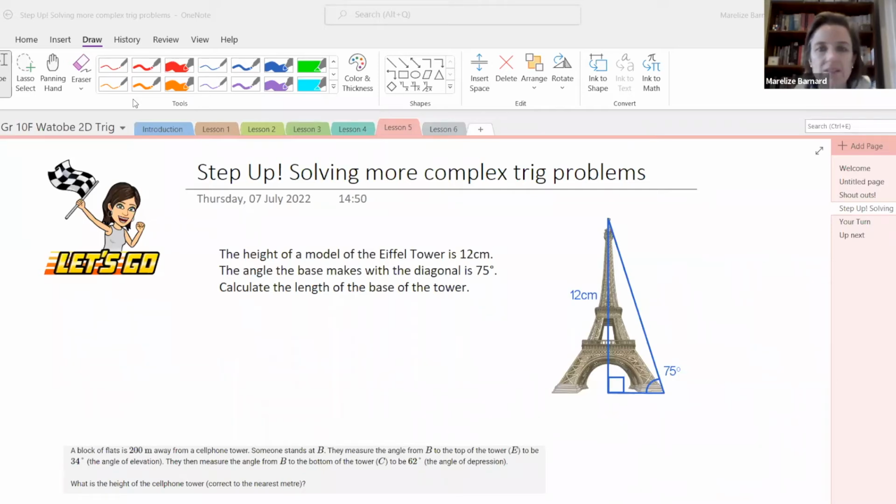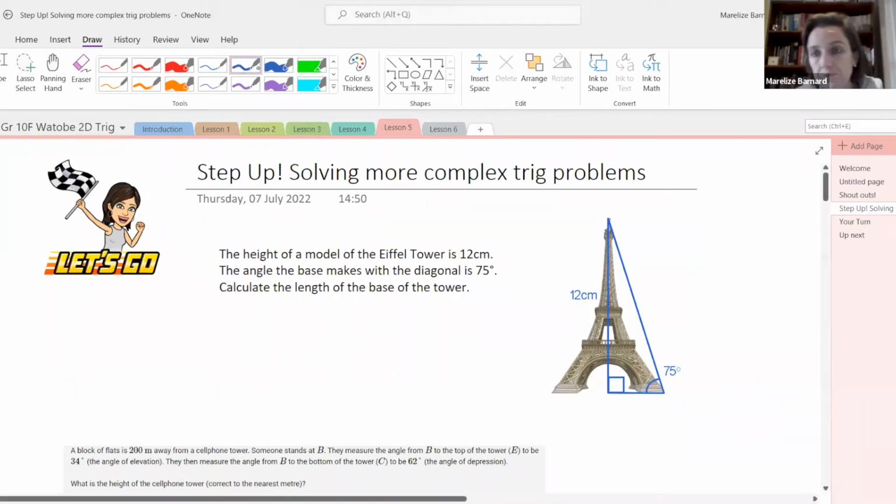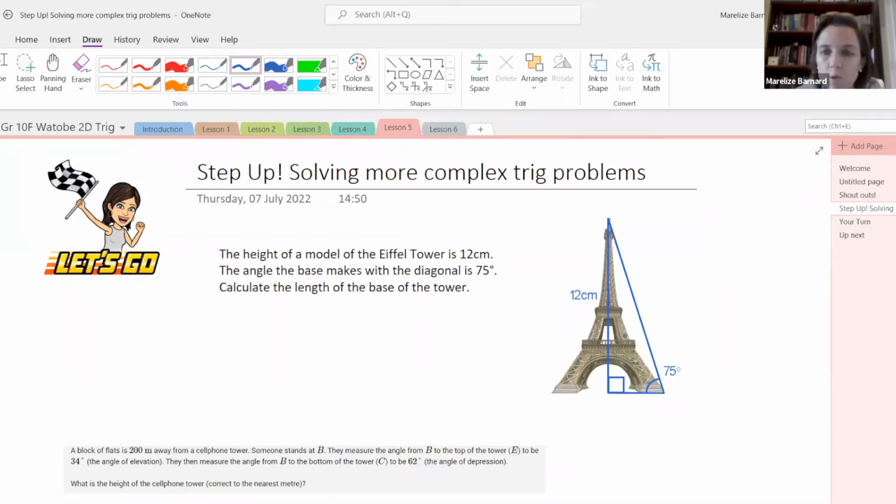Okay, well done. It seems like quite a few of you got that one. Let's remind ourselves again, if you needed to be reminded, or if you haven't been here before. Let's start by labeling our sides. This is the hypotenuse. This is the opposite side from the 75 degrees, and this is the adjacent side. Since we've got the opposite side and we need to calculate the adjacent side, we're going to use those two sides, opposite and adjacent.